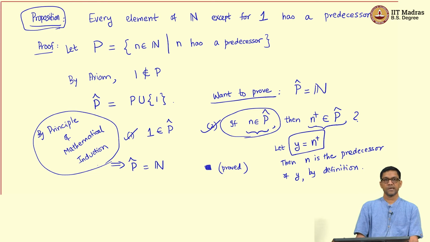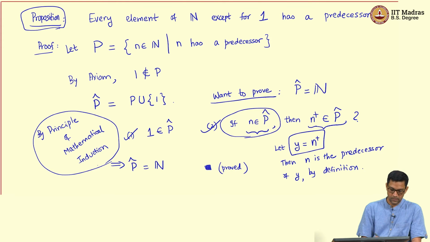Okay, so this is a little example of a statement that one can prove, which is maybe obvious given our usual way of thinking about the natural numbers, but nevertheless, it is a statement that we can prove in this manner purely starting from the axioms. Okay.